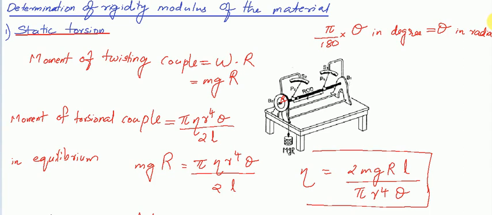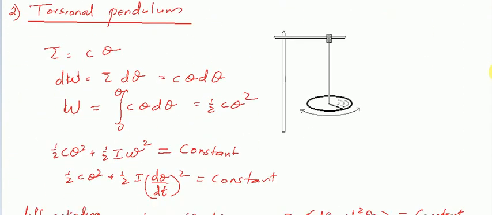Now we can use another experiment, that is torsional pendulum. A torsional pendulum consists of a long wire which is clamped at one end, and the other end consists of a mass which is normally in the shape of a disc. Now when we apply a force, then the torque developed in the string is given by tau is equal to c theta.